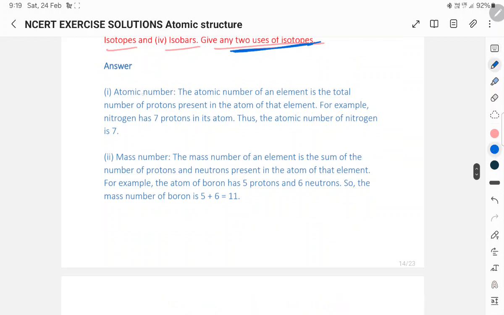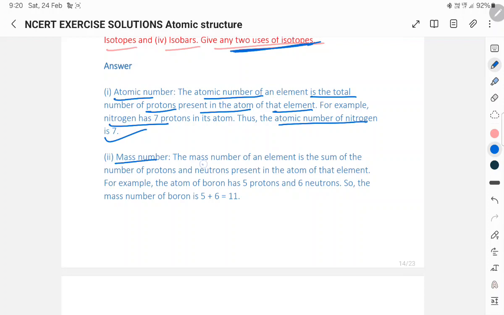Now we will describe the atomic number. Atomic number of an element is the total number of protons present in the atom of that element. For example, nitrogen has 7 protons in its atom, so the atomic number of nitrogen is 7. Mass number of an element is the sum of the number of protons and neutrons present in the atom of that element, right? For example, an atom of boron has 5 protons and 6 neutrons, so the mass number of boron is 11, right?